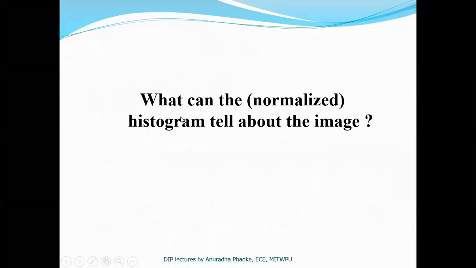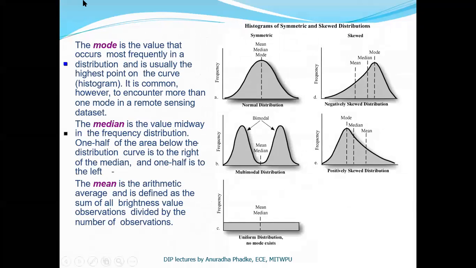Okay, so now let us have a look at how the histogram is useful, what it tells about the given image. Here there are various examples of histogram. This is a histogram which has the same shape as a Gaussian distribution. I think all of you are familiar with the Gaussian distribution. This particular histogram's shape is identical to a Gaussian distribution. Now from the histogram, we can get an idea about mode, mean, and median. These are some statistical parameters.